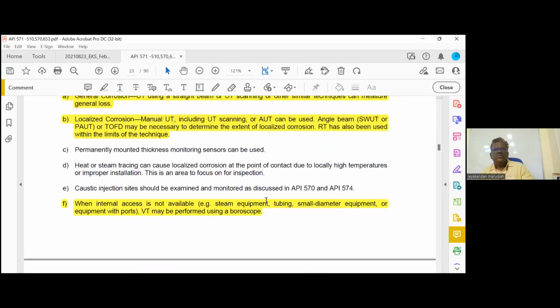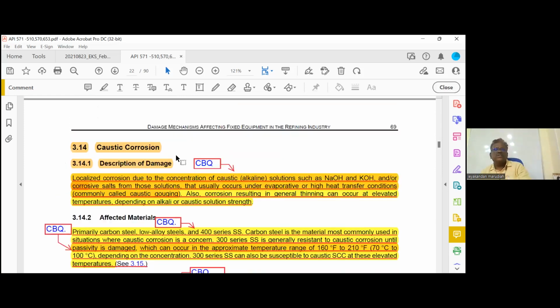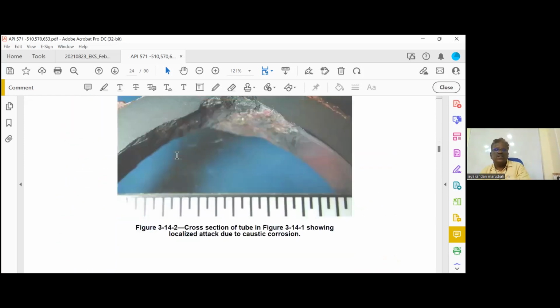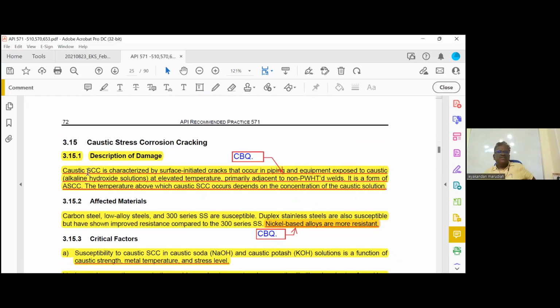So we have 1, 2, 3, 4, 5, 6, 7, 8, 9 questions. We go to the next one, caustic stress corrosion cracking. Already explained. So please take page number 72. Caustic SCC is characterized by surface initiated cracks that occur in piping and equipment exposed to caustic at elevated temperature, primarily adjacent to non-PWHT welds. That is a key word. Primarily adjacent to non-PWHT welds. And it is a form of alkaline stress corrosion cracking. That is ASCC.